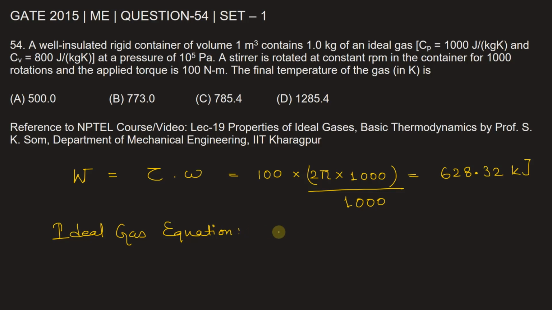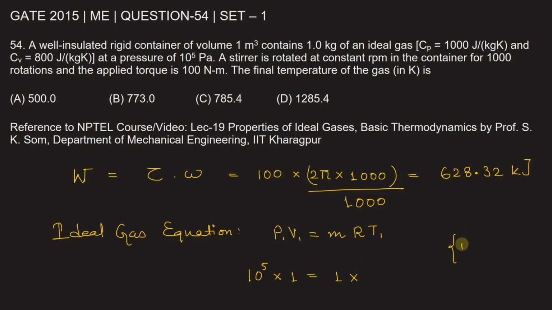Now from the ideal gas equation, we know that P1V1 is equal to mRT1, where 1 represents the initial conditions. Now the initial pressure given is 10 to the power of 5 pascals into volume, which is 1 meter cube, is equal to 1 kilogram of ideal gas, so 1 into R.